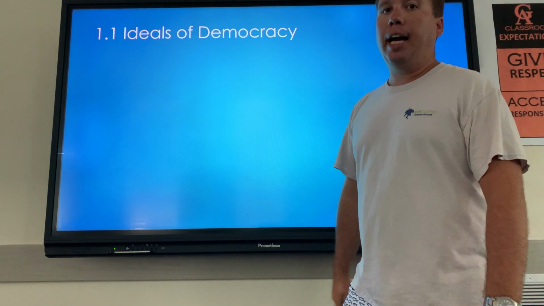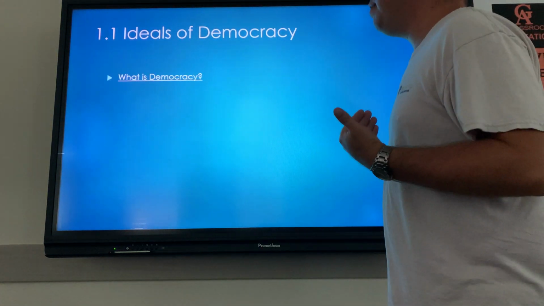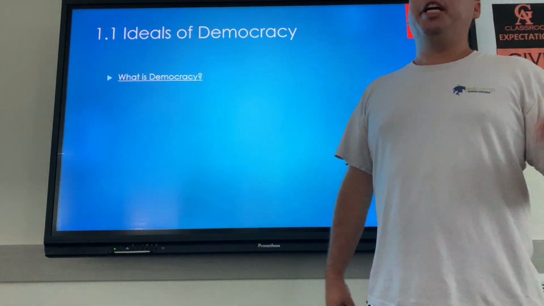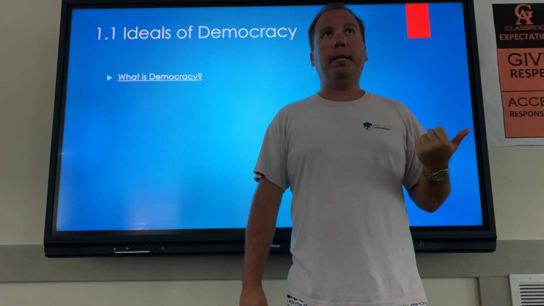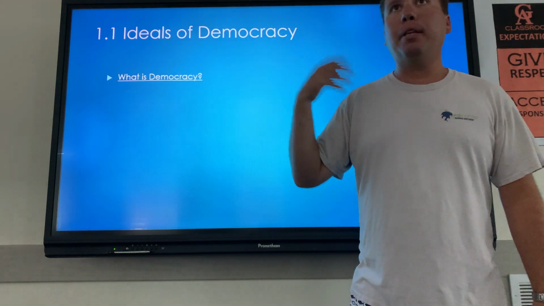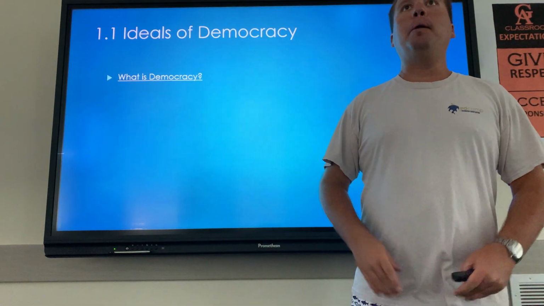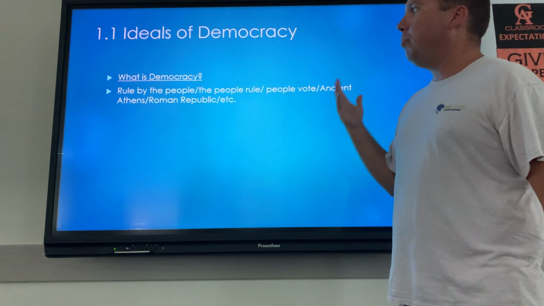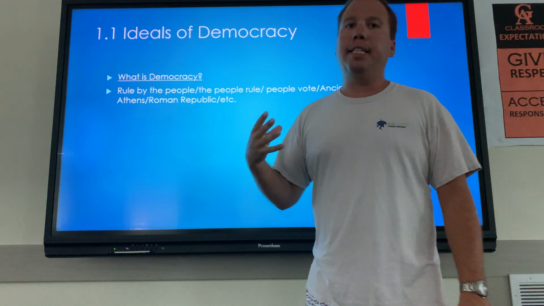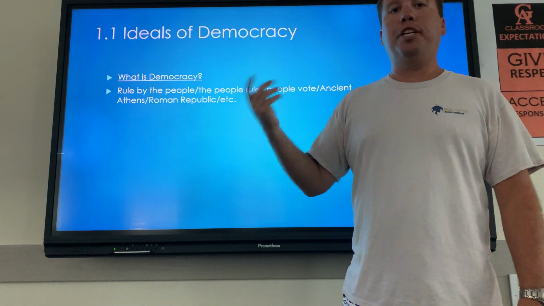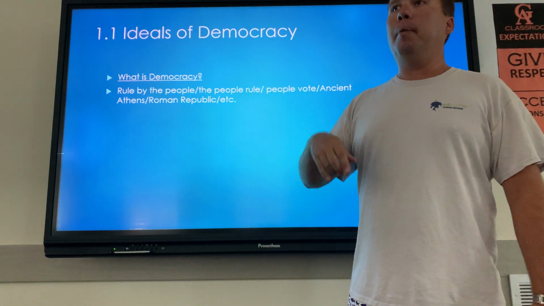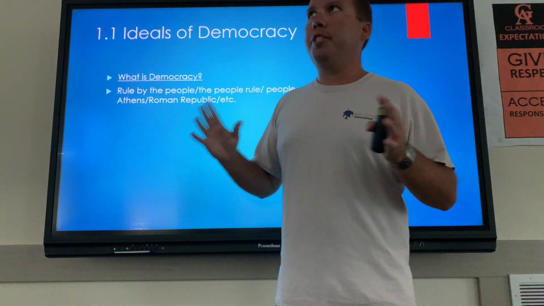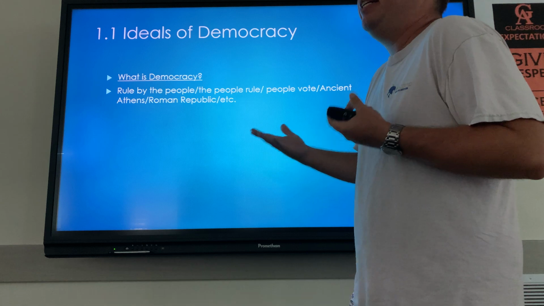So the first thing that we're going to talk about are the ideals of democracy. We're going to answer questions like, what is democracy? If I asked you all that question, you're probably going to think of things like rule by the people, people vote, different things like that. But that's generally what it is. A lot of people get ideas of things going back to ancient Greece and ancient Rome that were some of the first examples of a democracy, like what we may know today.